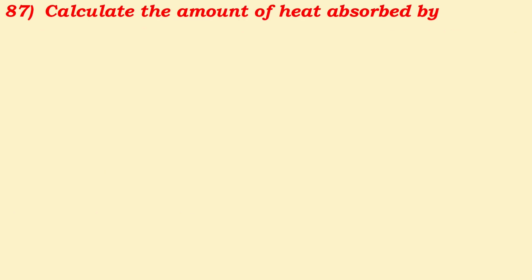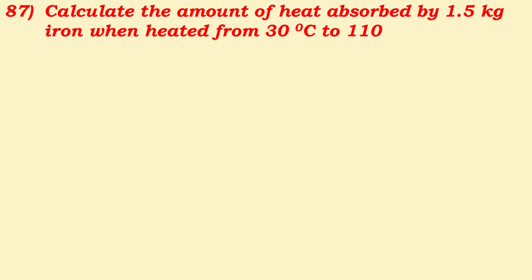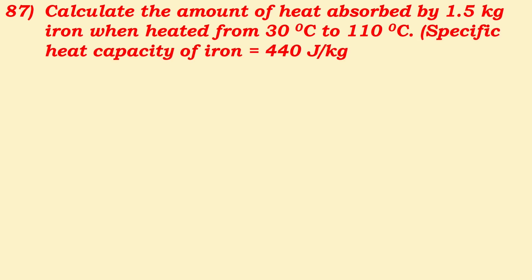Let's go to another question. Calculate the amount of heat absorbed by 1.5 kilogram iron when heated from 30 degrees Celsius to 110 degrees Celsius. Specific capacity of iron is given as 440 joule per kg degree Celsius. Looking at the question, this is a very simple numerical problem.